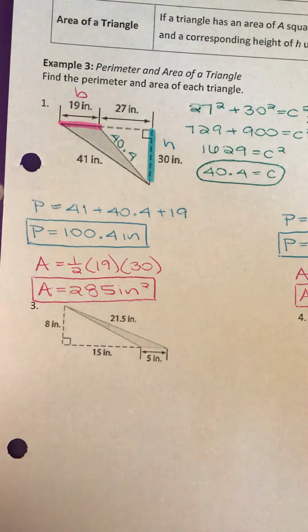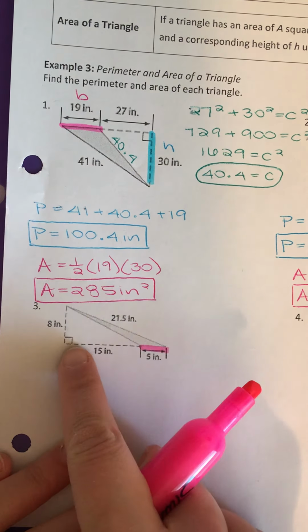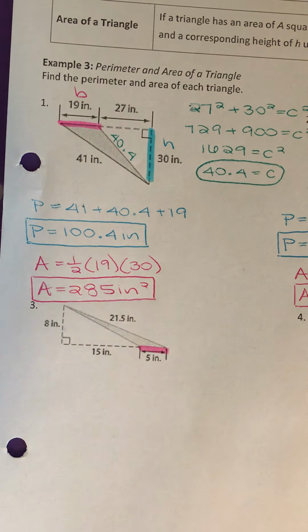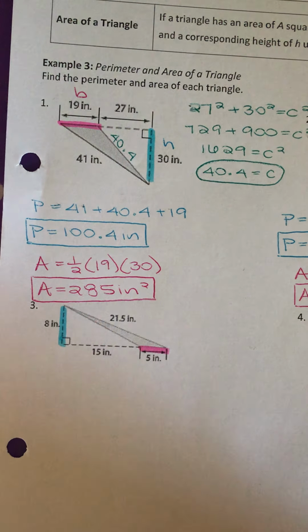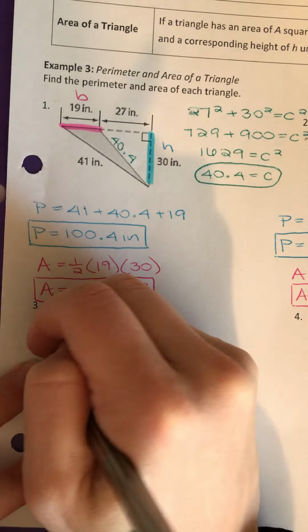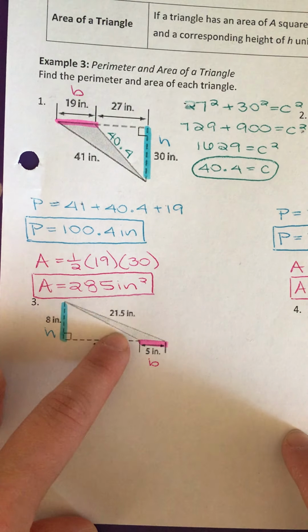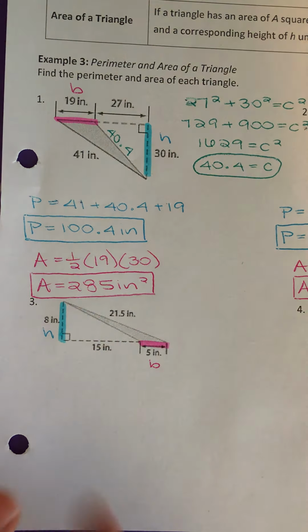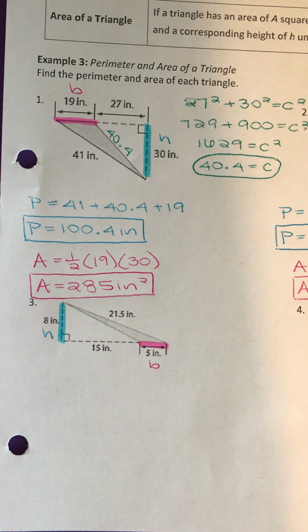All right, so sliding over to number 3. My base is 5. Remember, this 15 does not count as part of the base. My height is 8. So again, I have all the information for area, but I don't have this one side for perimeter. So what we're going to do is use this white triangle outside here. That's not really the triangle I'm talking about, but we're going to use that information to find that missing hypotenuse.